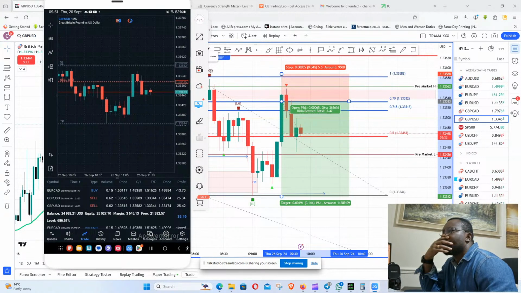If this candle breaks below the 50% level, then it's going to rally down.